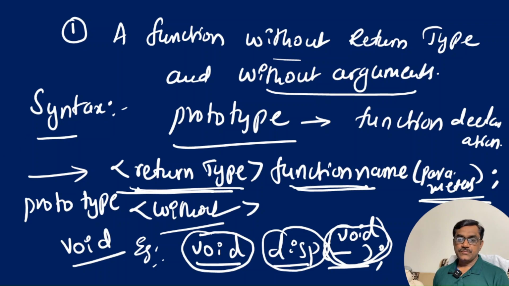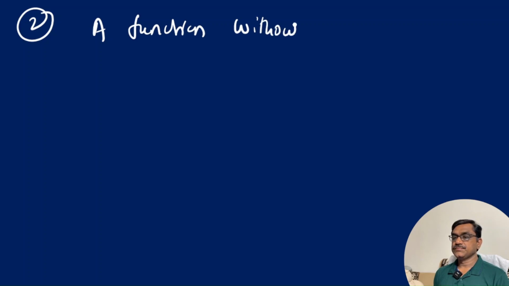Now coming to the second one. Just to remember, without means without return type and without arguments. Now in the second case we are writing a function without return type and with arguments.